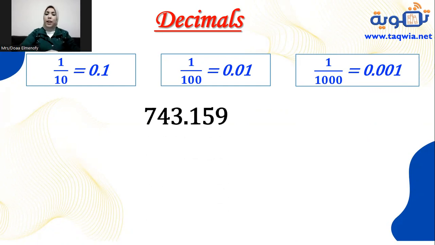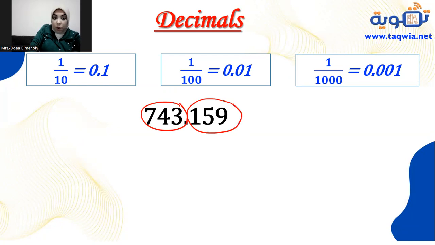Now, how can we read this number, grade 5? To read any number, you have to start from the left. And here, this is a decimal number. How can we read the decimal number? We have to know that the decimal number here is divided into two parts. The first part here is the whole number, and this is the decimal part.